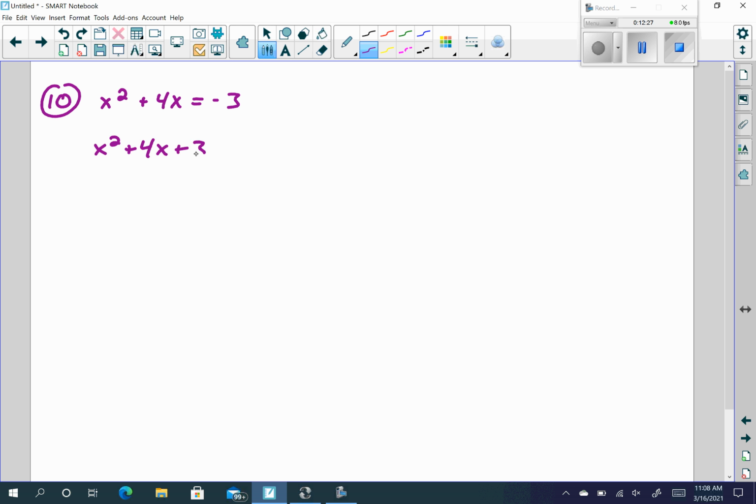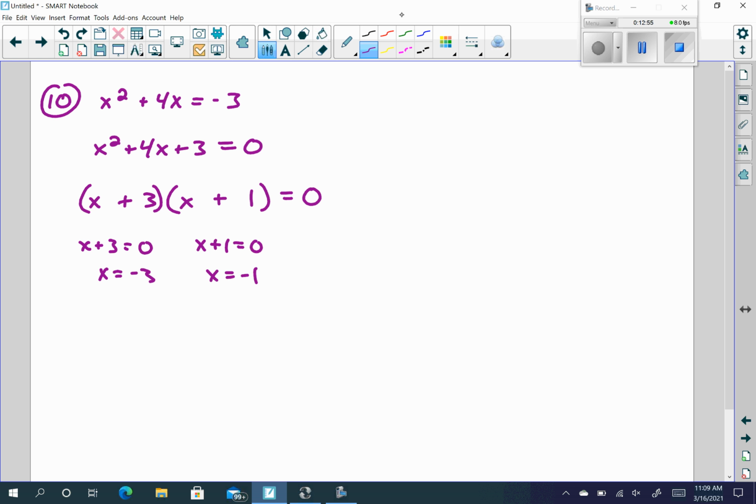So in order to try that, we're going to add 3 to both sides. No GCF. So we'll try 2 sets of parentheses. You guys give that a try. See if it'll factor. And hopefully you're getting x and a 3, x and a 1, and everything's positive. So that looks good. So we set each factor equal to 0. And these are our 2 answers.